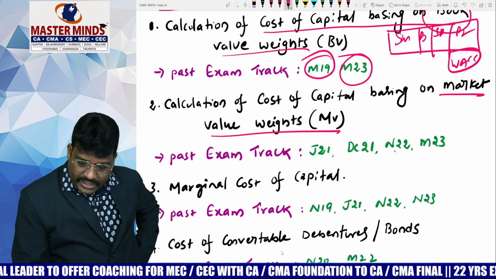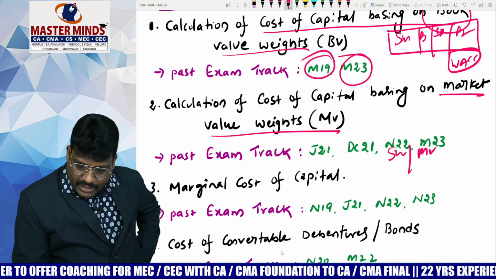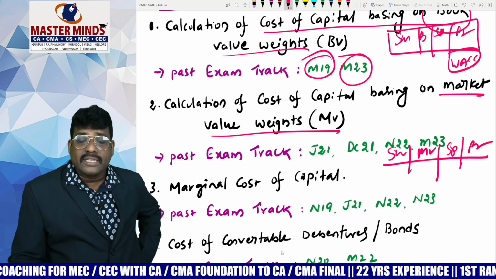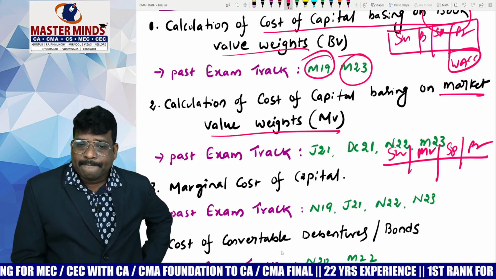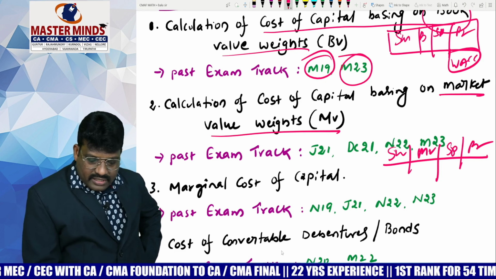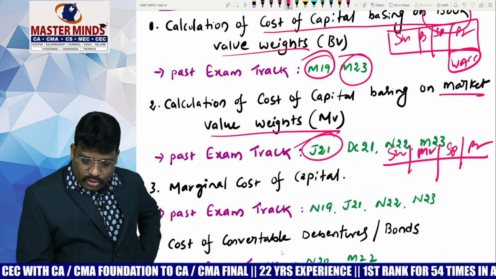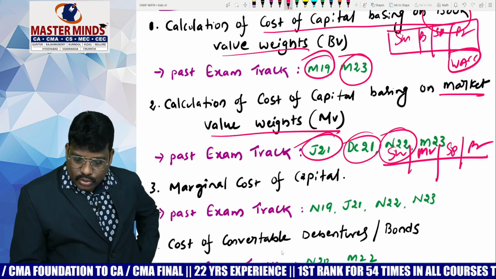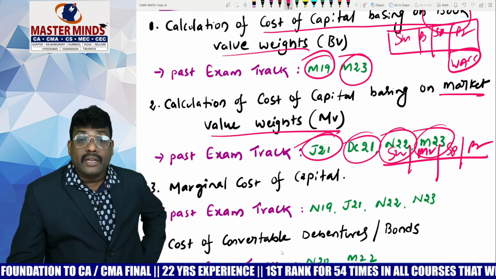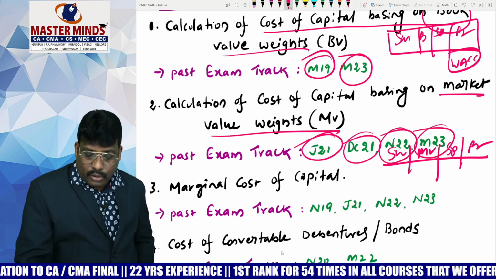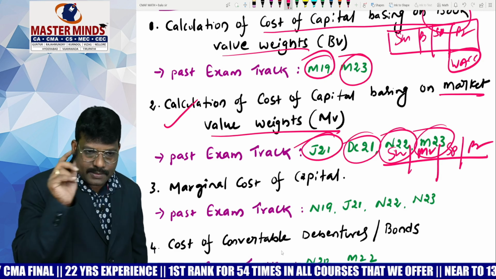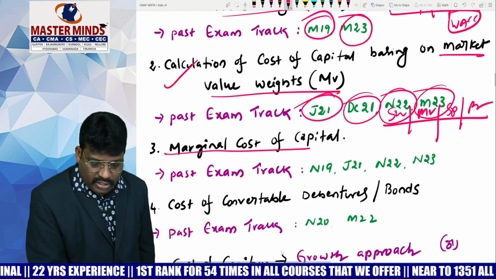Here we take the same sources of capital, but this time we take the market value, and the specific cost and product. By multiplying these, you get that value. Here, try to understand market value: January 21, December 21, June 21, November 2022 and May 23, they have asked this model. So considering book value, market value is very important. Don't neglect questions from this model. And thereafter, marginal cost of capital.